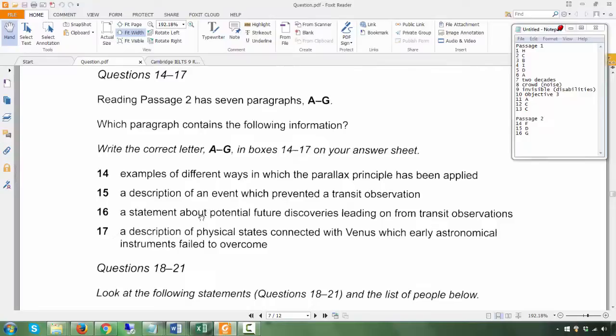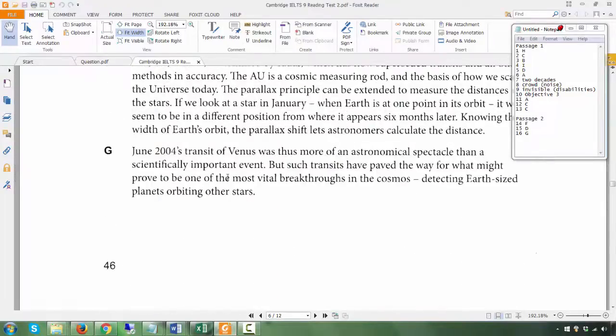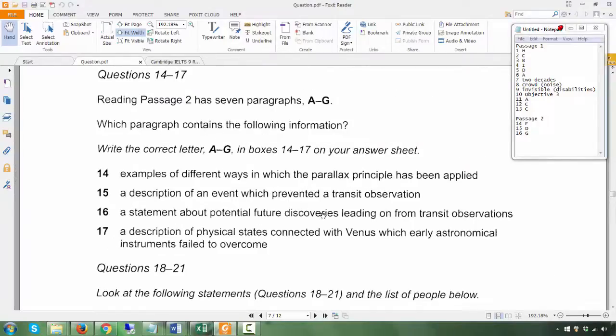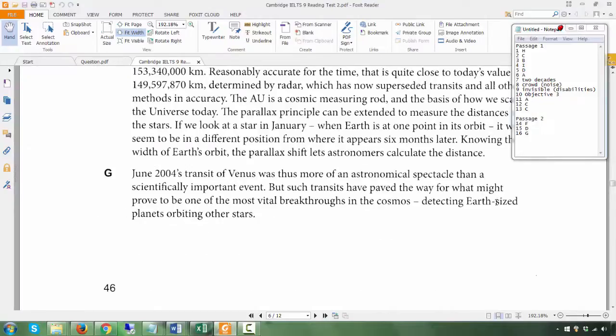A statement about the potential future discoveries leading on from transit observations. Let's go to G. But such transits have paved the way, and paved the way means it has led to, for what might prove to be one of the most vital breakthroughs in the cosmos, detecting Earth-sized planets orbiting other stars. Okay, so that is a statement about the potential future discoveries leading on from transit observations. So these have led to possibly future discoveries. The discovery of detecting Earth-sized planets orbiting other stars. 17, the answer is E.